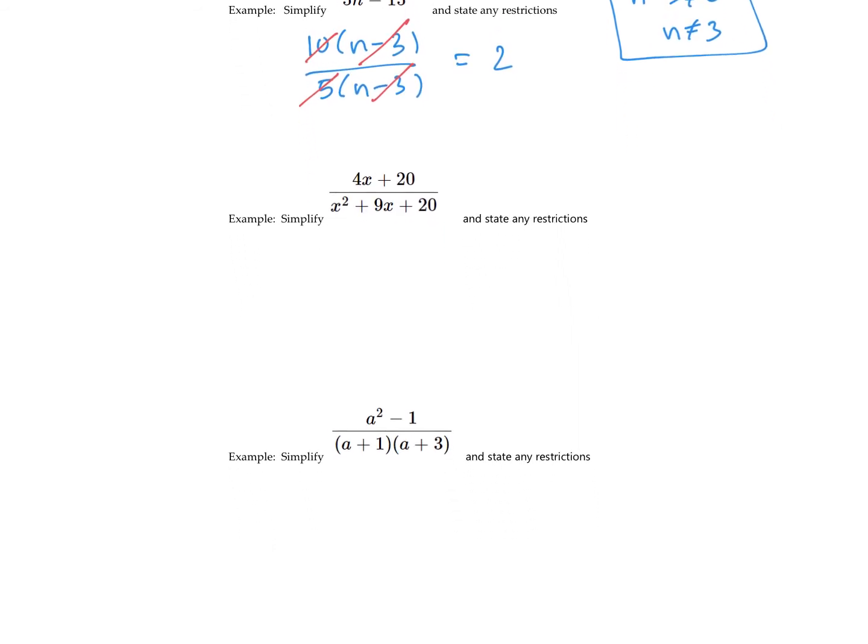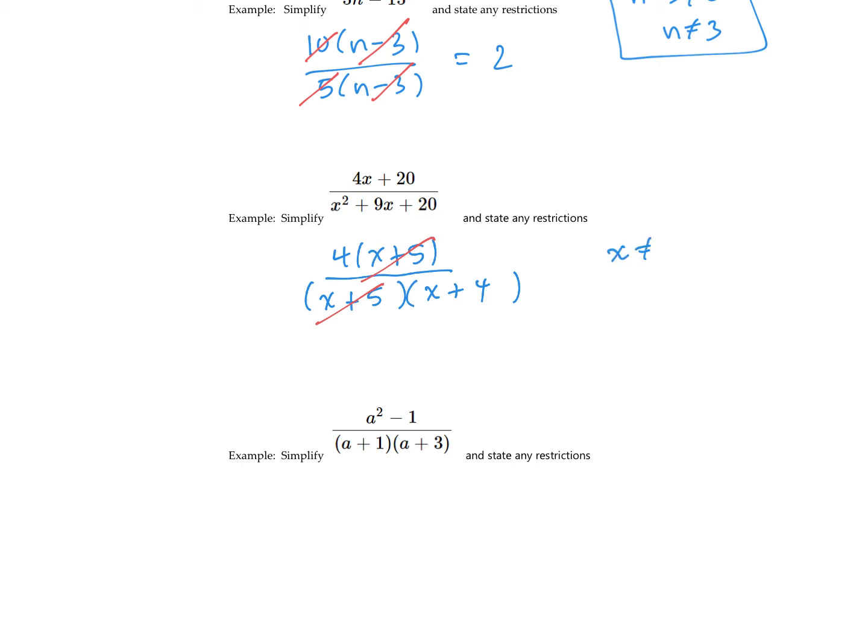Okay, in this question we have a common 4 in the numerator. In the bottom we now have a trinomial, so we need to factor that. It's a simple one. So we just need two numbers that multiply to get 20 and add to get 9, which would be 5 and 4. Now I can reduce. And it's always good at this step to state your restrictions. So x cannot equal -5 and x cannot equal -4. Those are my restrictions. And then my final simplified answer is 4 over x plus 4.